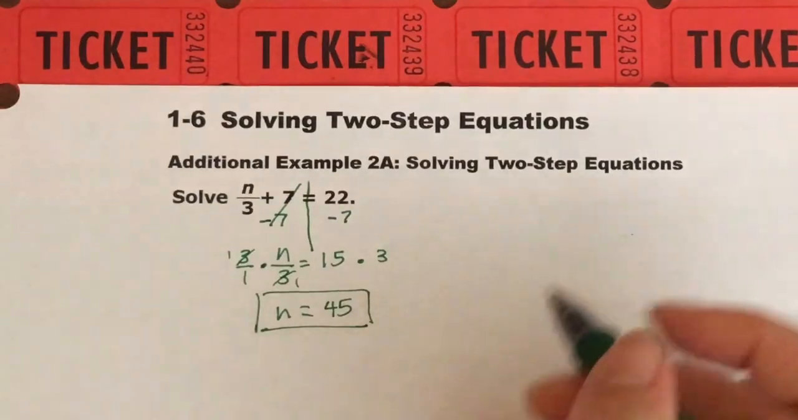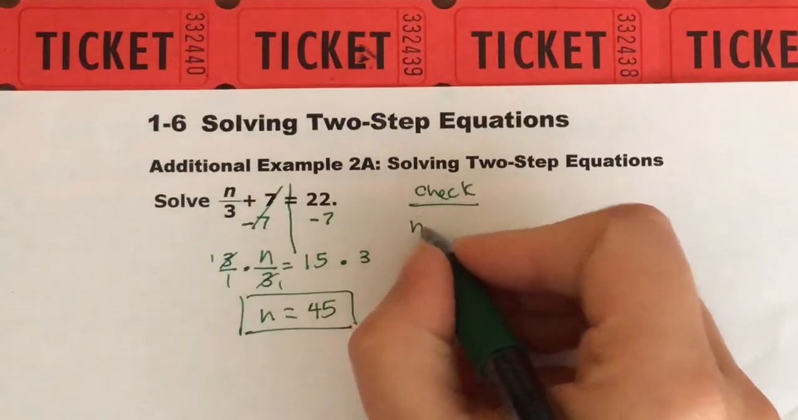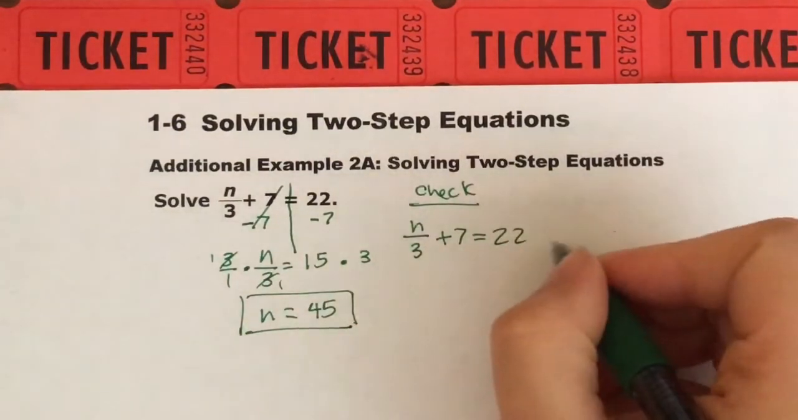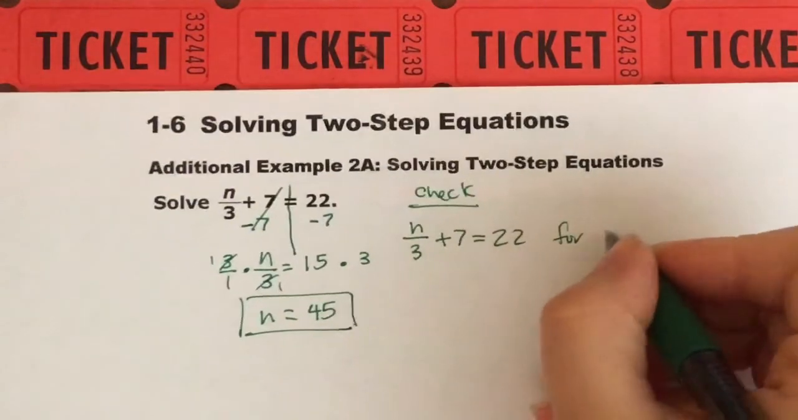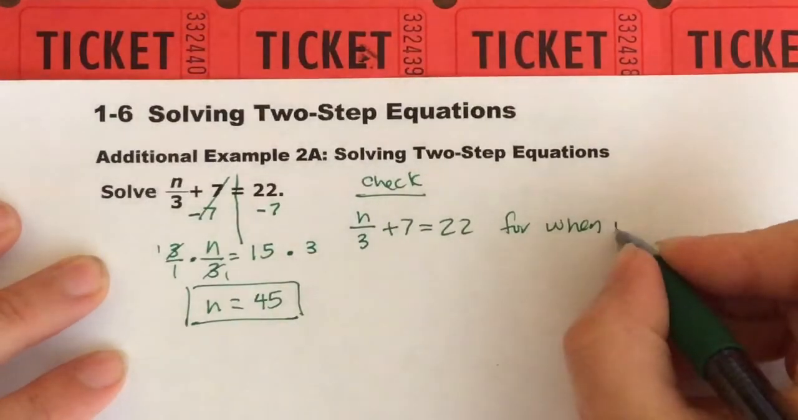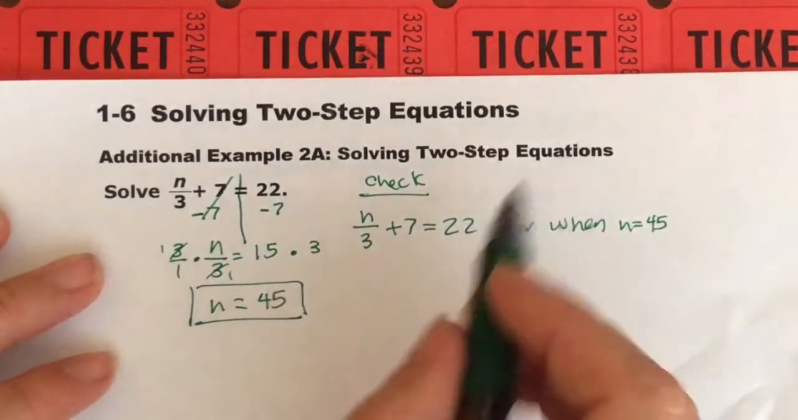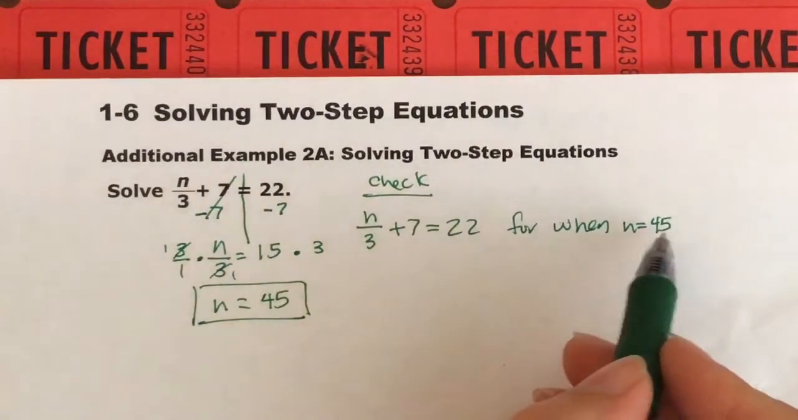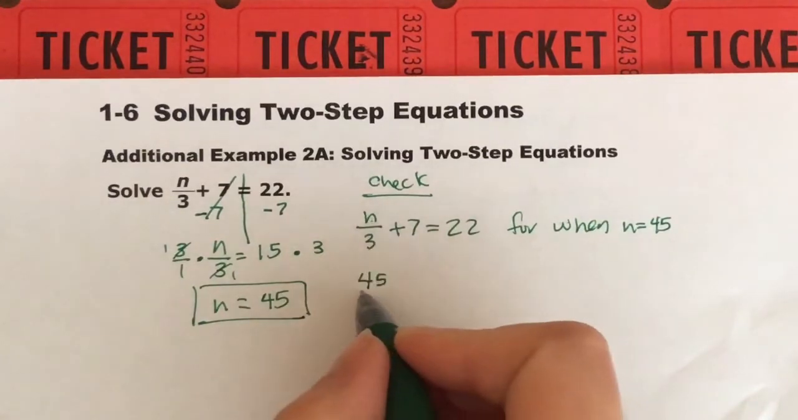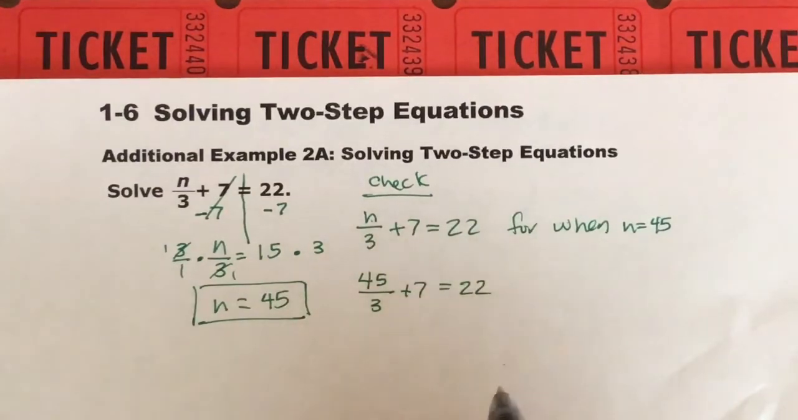Awesome. Now we're going to go ahead and check it. So remember, write the original equation. n divided by 3 plus 7 equals 22, for when we're checking our answer, for when n equals 45. We're just going to substitute that value in for n. So 45 instead of n, divided by 3 plus 7 equals 22.